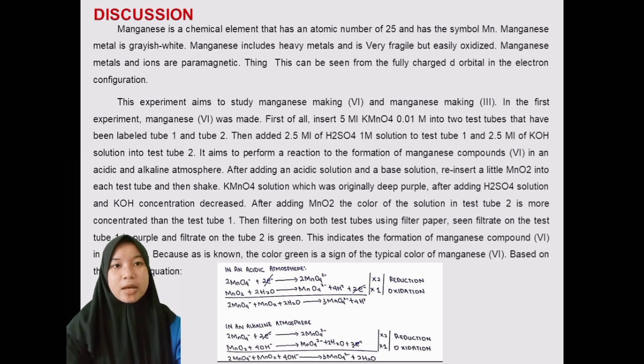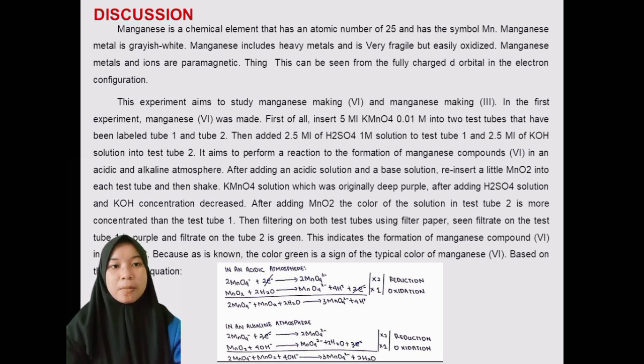And then discussion. Manganese is a chemical element that has an atomic number of 25 and has the symbol Mn. Manganese metal is grayish white. Manganese is a heavy metal and is very fragile but easily oxidized. Manganese metal and ions are paramagnetic. This can be seen from the unpaired electrons in the orbitals in the electron configuration. This experiment aims to study manganese making 4 and manganese making 3.